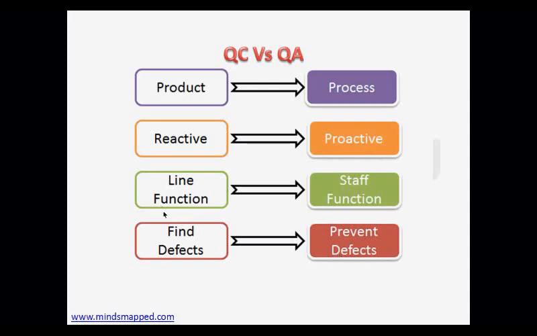So quality control is an action where we are testing the application, while in quality assurance we are trying to prevent a defect by following a certain set of policies.